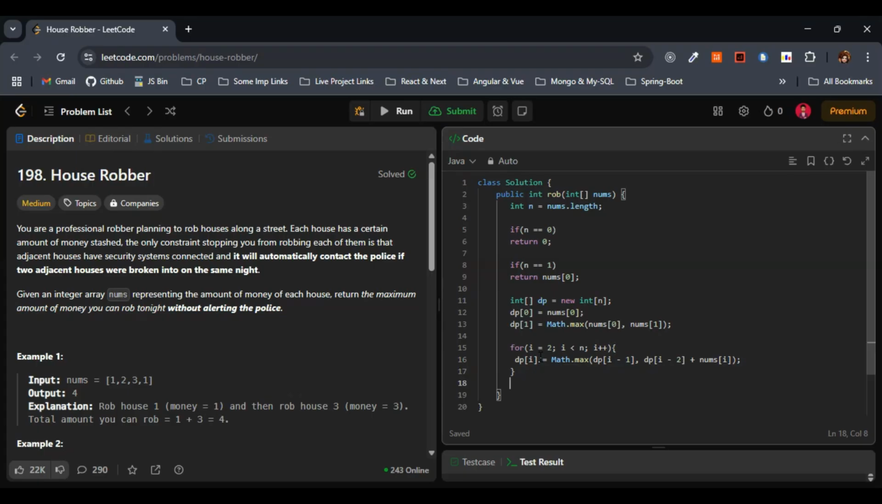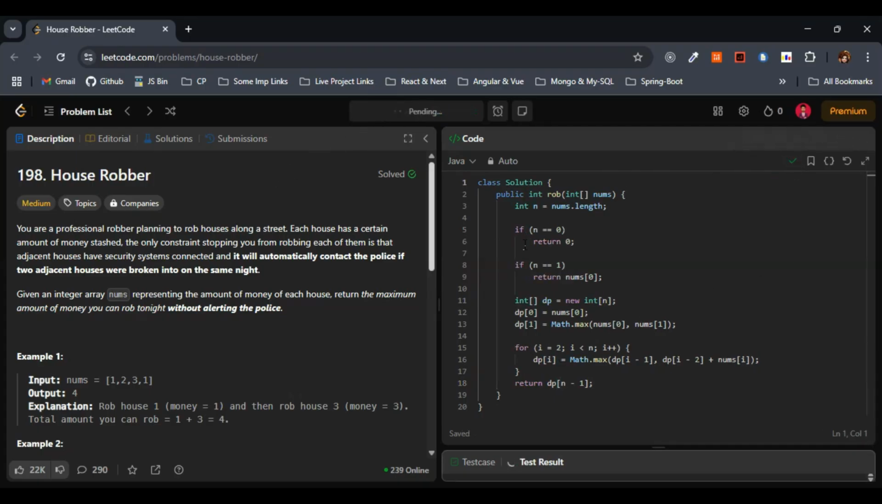So the final step here is we have to return the maximum money that is robbed till the last house, right? So I'll just go with return dp of n minus 1, the last house, dp of n minus 1. So this is it for the code. Let me format this once and let me hit the run button. I hope this works. Let's see.